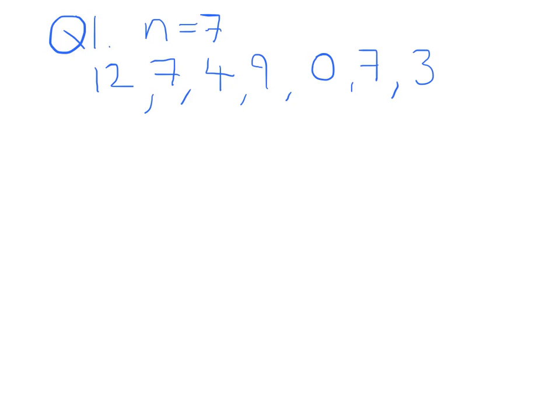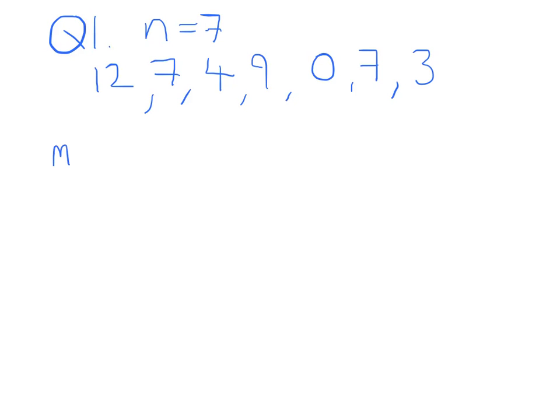Question 1, we have been given a small set of data and we're asked to calculate a range of different measures. So our sample size is 7 and we've got the values 12, 7, 4, 9, 0, 7 and 3. We'll do the mean first.